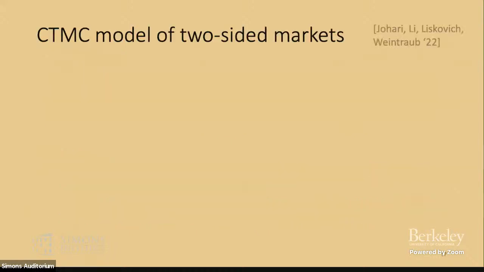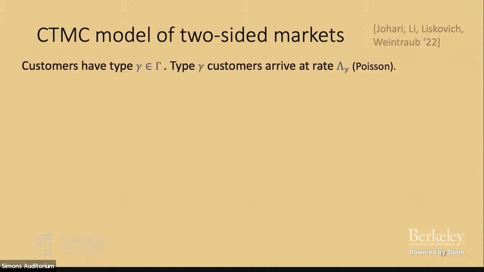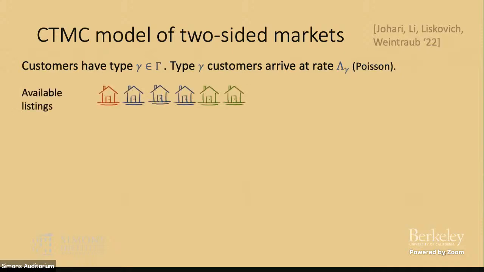All right, so that's the goal. And now I'll just jump straight into the model. What we're going to define is a continuous time Markov chain model of a two-sided market, where first you have customers. Customers can have different types. Types can represent, for example, in Airbnb, what location you want to buy from or how price sensitive you are. And different customers will arrive at different rates according to a Poisson arrival process.